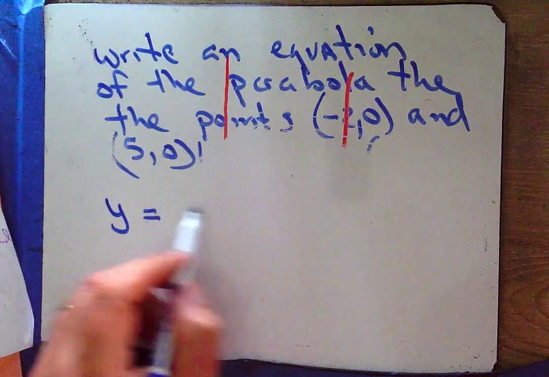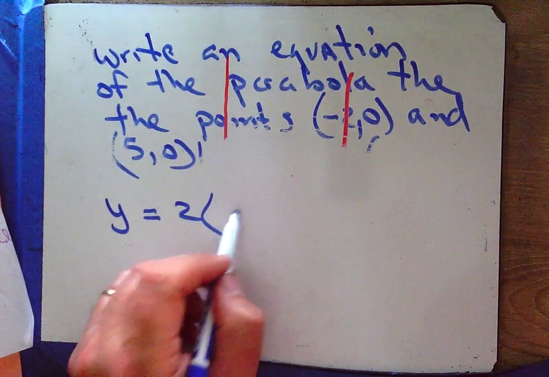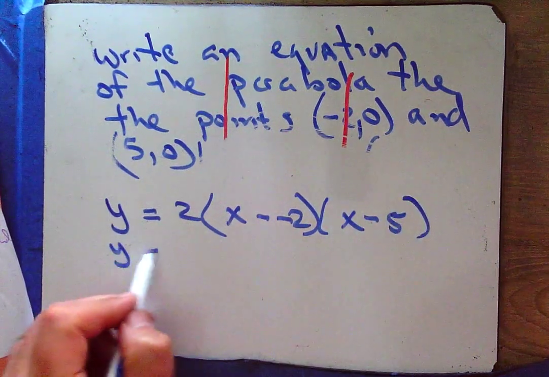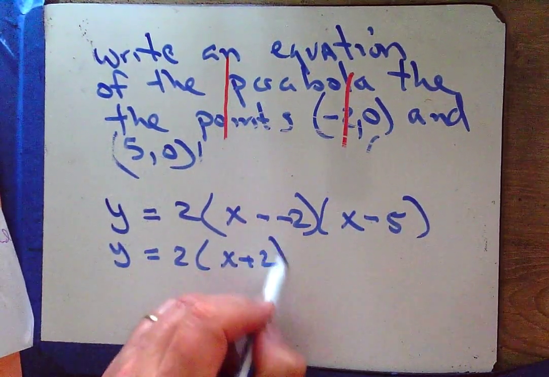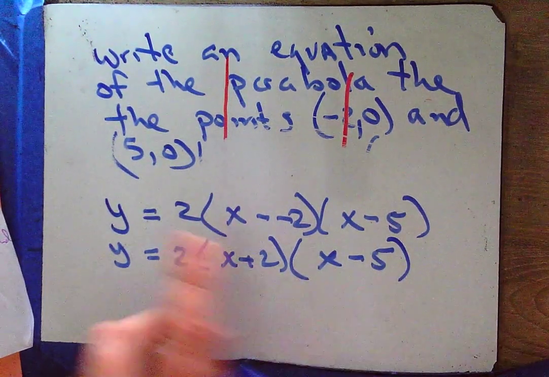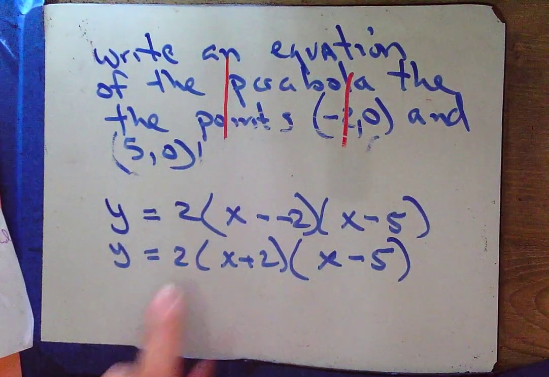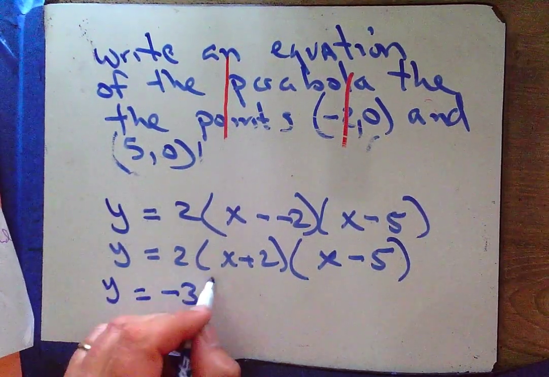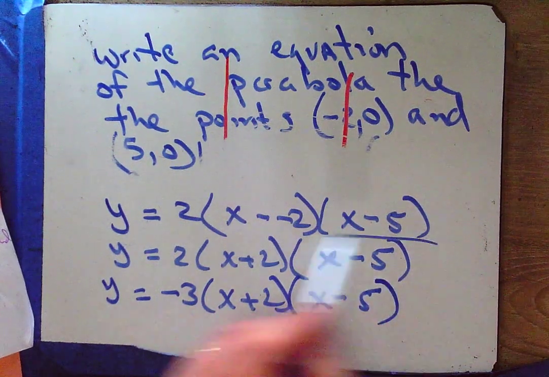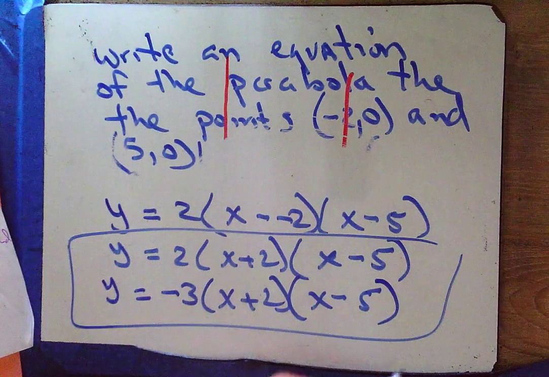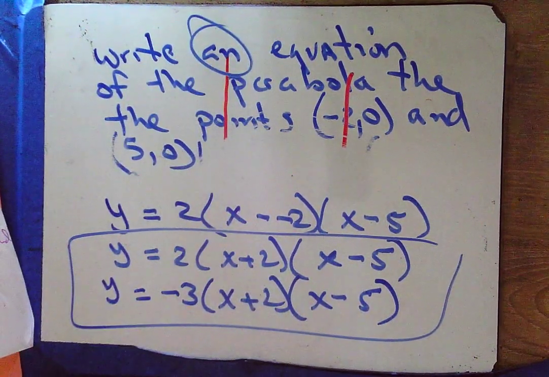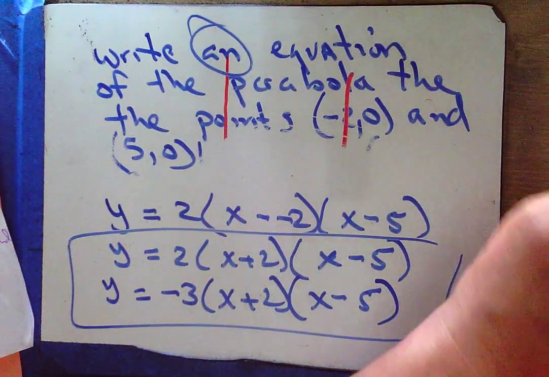So how about one with a positive a value, x plus 2, x minus 5, so y equals 2 times x plus 2 times x minus 5. These are fixed. This can be any number. How about negative 3 times x plus 2 times x minus 5. So don't get thrown off in the homework when they ask you to write an equation of a parabola, but you feel like they haven't given you enough points.